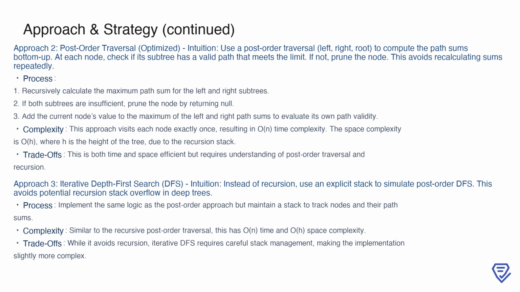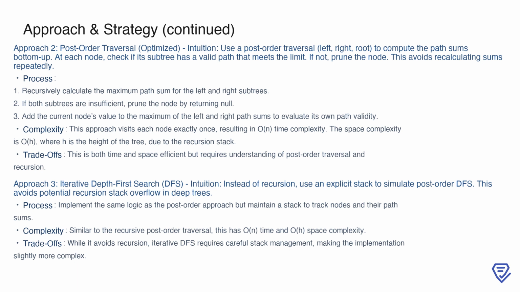This approach achieves a time complexity of O(n), as each node is visited only once, and a space complexity of O(h), where h is the tree's height. Alternatively, an iterative depth-first search leverages an explicit stack to simulate post-order traversal. While it eliminates recursion-related stack overflow risks, it requires careful stack management, making the implementation slightly more complex.